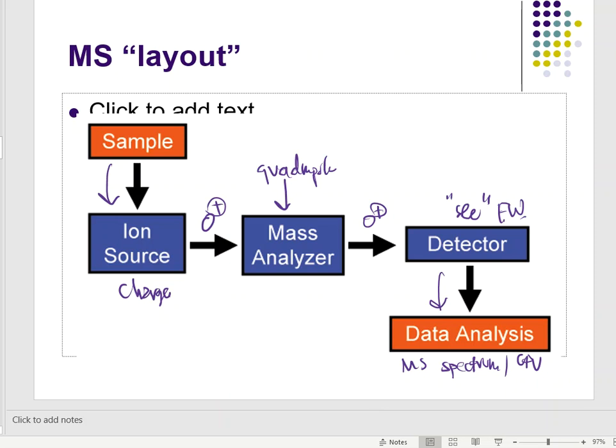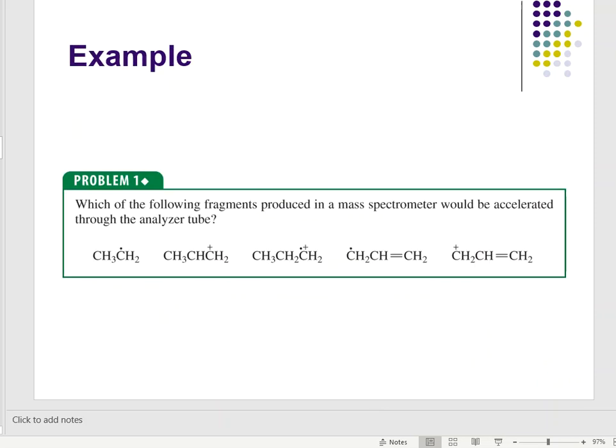All right, now before I stop this video, I just want to review some topics here. At least one. And here's a question. It says, which of the following fragments produced in a mass spectrometer would be accelerated through the analyzer tube? This is a type of question that you might see on a test.